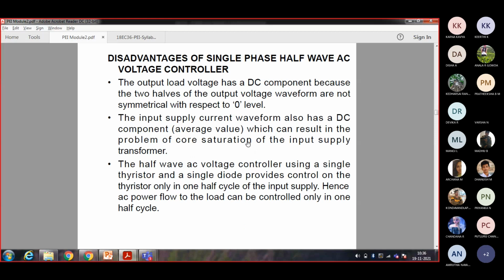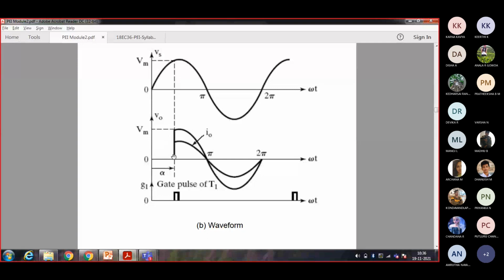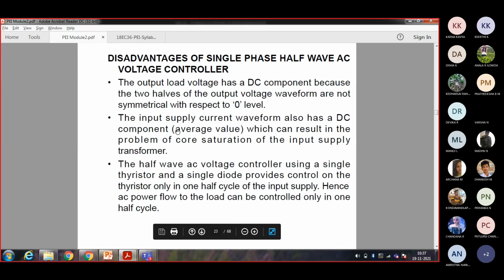Disadvantages of a single phase half-wave AC voltage controller. The major disadvantage is that the output load voltage has a DC component, because the two halves of the output voltage waveform are not symmetrical with respect to zero level. See here, they are not symmetrical. This half starts at this point because of the triggering angle alpha, but the other half is different. This off period is totally different from that off period, so we will be having two different levels.